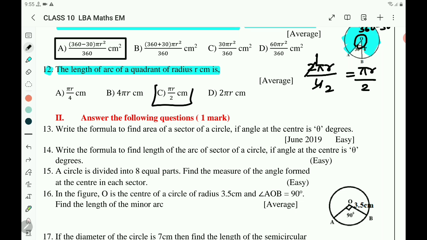So what is the answer? Option C is the answer. The length of the quadrant of a radius r is 2 pi r by 4, which is equal to pi r by 2.